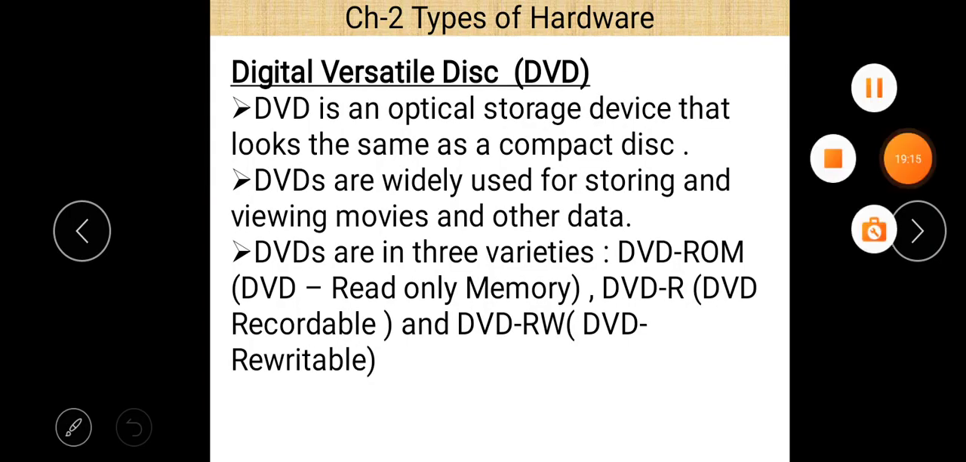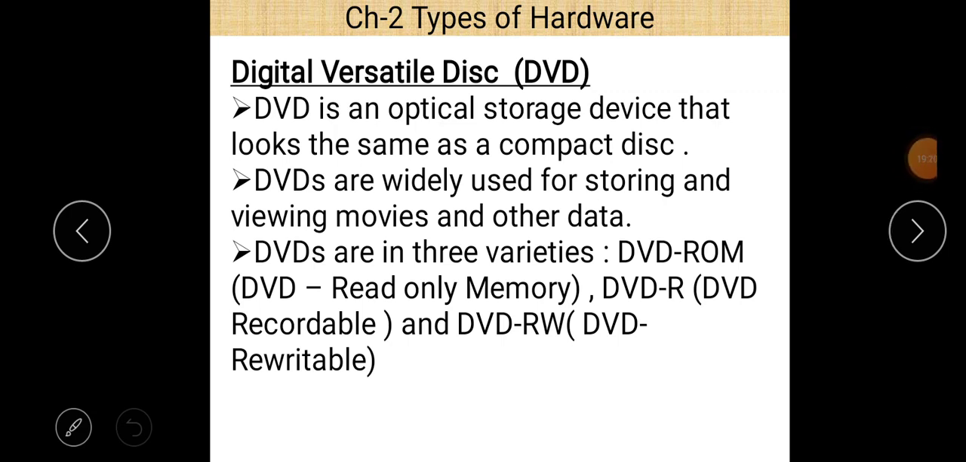Next is the digital versatile disc, also called DVD. DVDs look the same as CDs, and this type of storage device also works on optical medium. It is an optical storage device that looks the same as a compact disc. The only difference is in the density of the data. We can store much more data as compared to a CD, and DVDs are widely used for storing and viewing movies and other data.